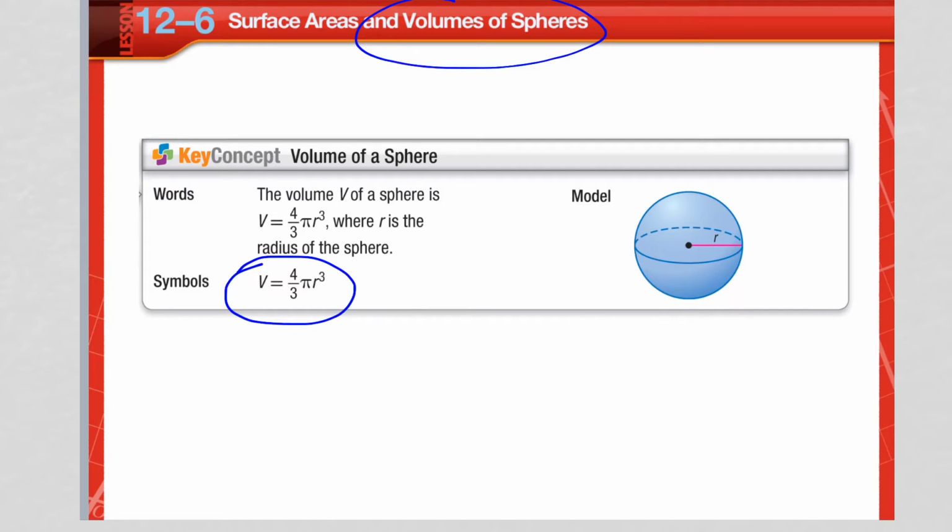Now just like I talked to you in the last video, we're not going to divide 4 by 3 to get a decimal. We're going to take 4 times the pi and the radius cubed, and then we're going to take that whole answer and divide by 3. That's going to be the best way to get your most exact answer using your calculator. Either that, or of course, if you have the fraction button, just use your fraction button to do 4/3 times your pi, then times your radius cubed.